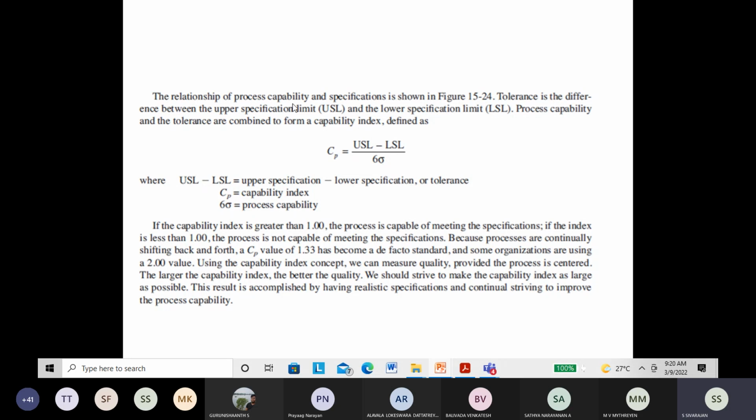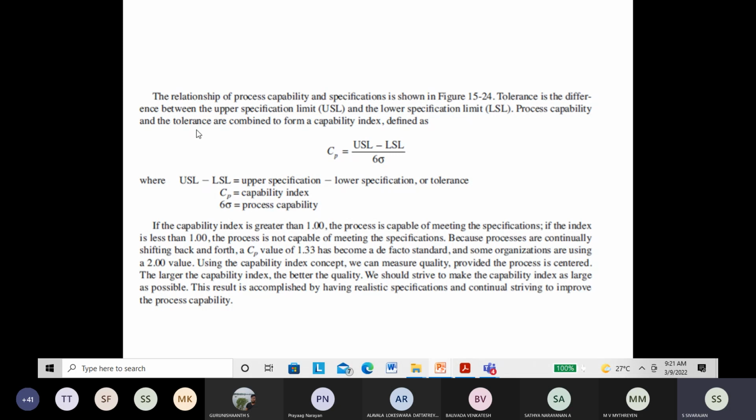The relationship of the process capability and specifications is shown in the figure. Tolerance is very important, from machine drawing study. Tolerance is the difference between the upper specification limit, USL, and the lower specification limit. Indirectly, I told you, that is the permissible variation. So with 25.1 and 24.9, that difference is called tolerance.